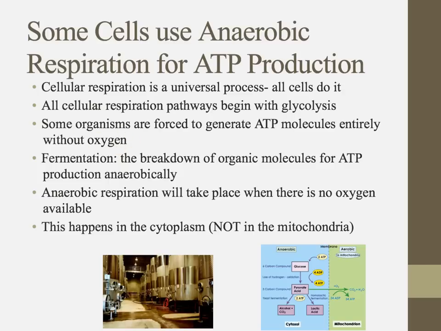Okay? Now, some organisms are able to generate some ATP without oxygen, and they undergo a process called fermentation. You've probably heard of this before. This is the breakdown of organic molecules like glucose for ATP production anaerobically, so without oxygen. This is going to happen in the cytoplasm, not the mitochondria. In order to use the mitochondria, you have to have oxygen. Oxygen's like the gatekeeper of the mitochondria. So since they don't have it, they can't get in there. Anaerobic stuff happens in the cytoplasm only.